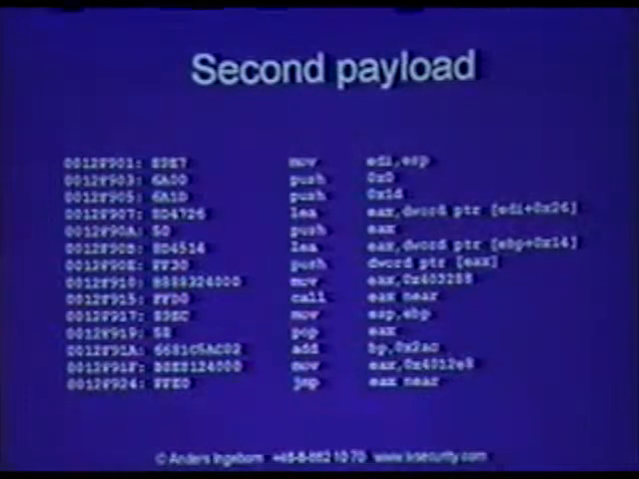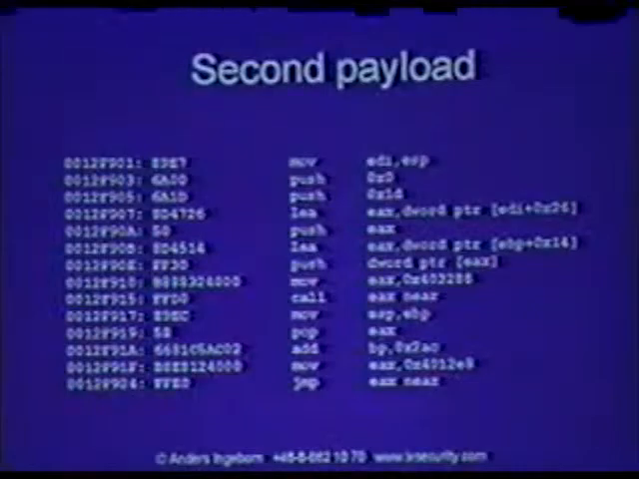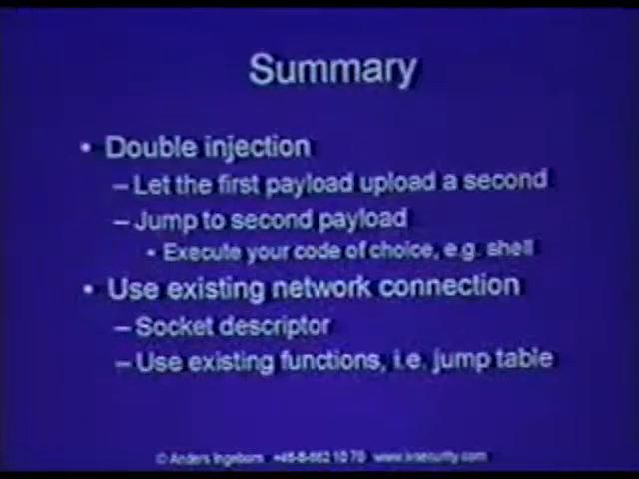As you can see, it's basically just a number of push operations to push the arguments to the send function, and then call the send function through the jump table of the server, and then reset the stack pointers and return. So the return address in this example is hard-coded into the second payload. You can see it on the second last line to the right.